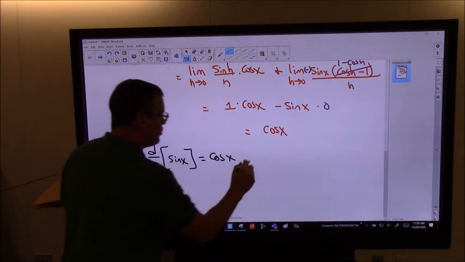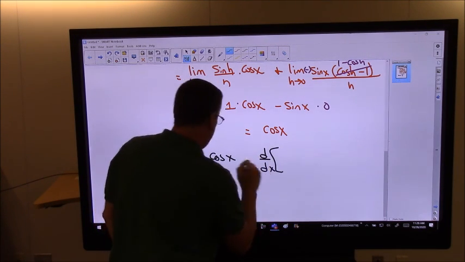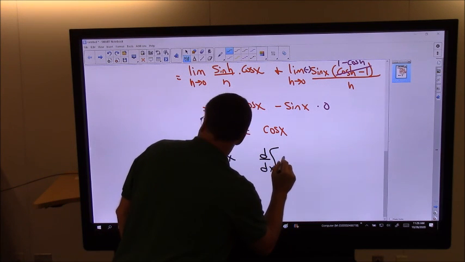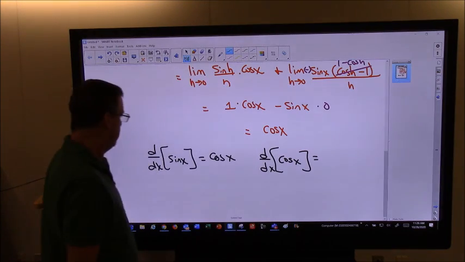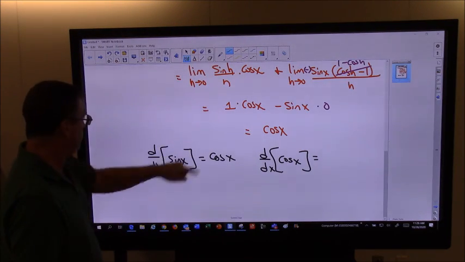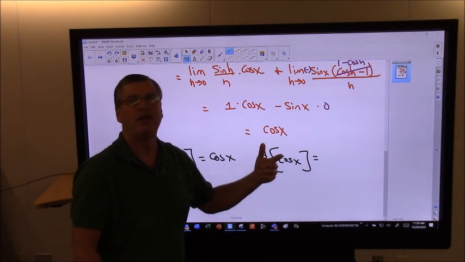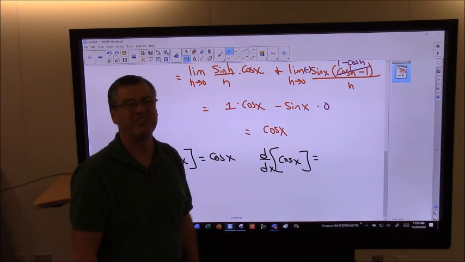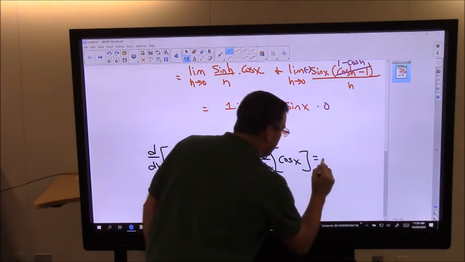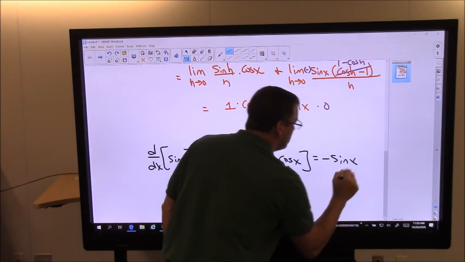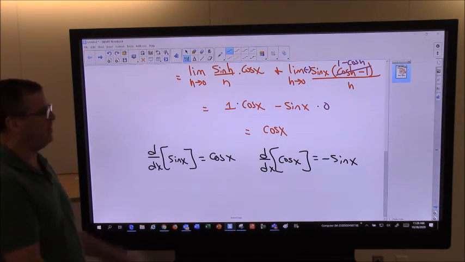And so our next question now, of course, is, all right, so if I do the derivative of cosine of x, well, let's see, if the derivative of sine equals the cosine, well then the derivative of cosine must equal, you said sine, didn't you? Wrong. Close. Negative sine of x. So why is that one negative and the other one isn't?